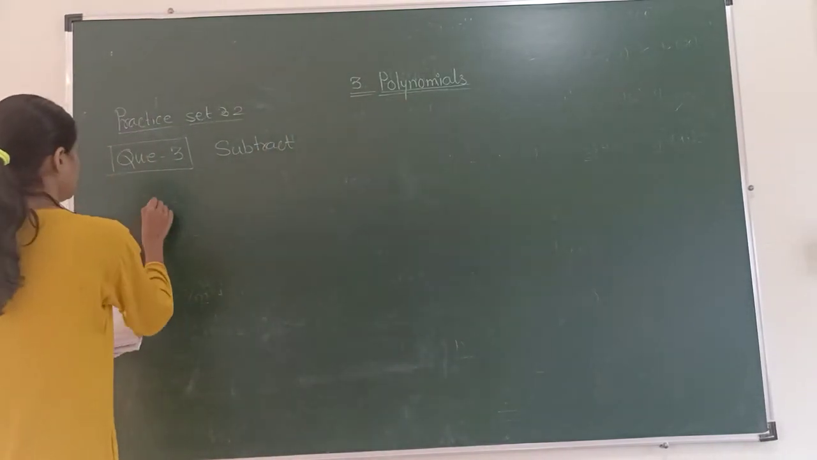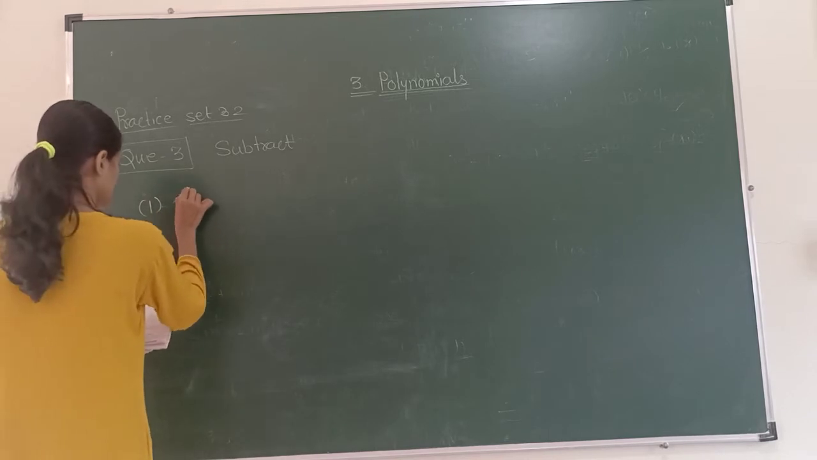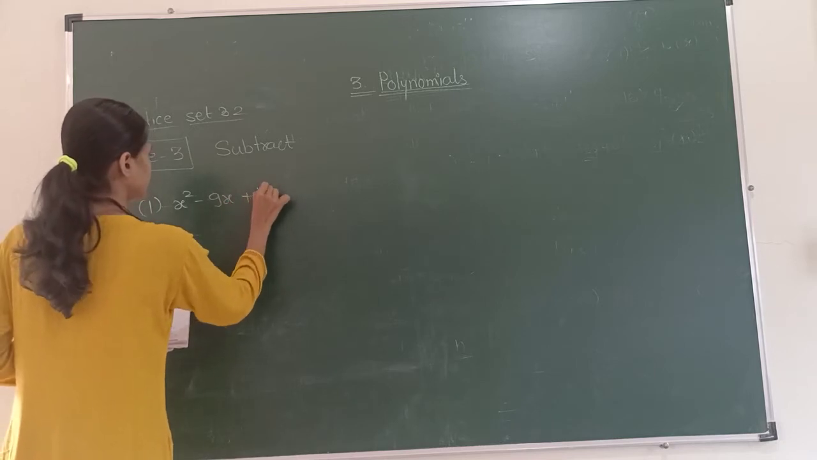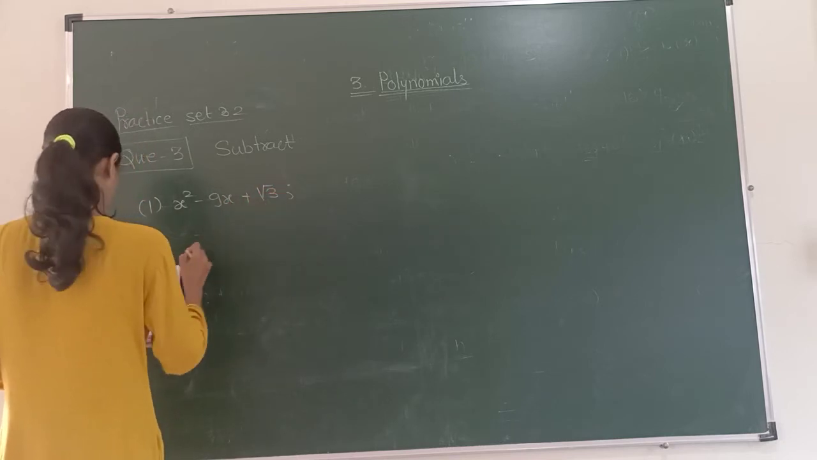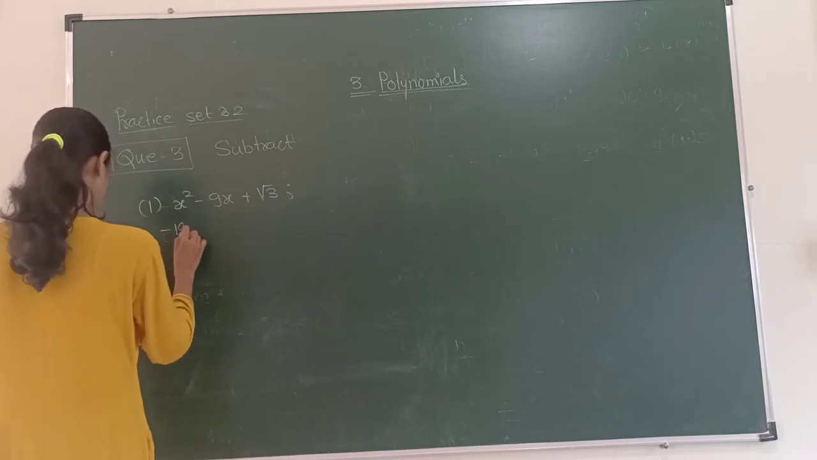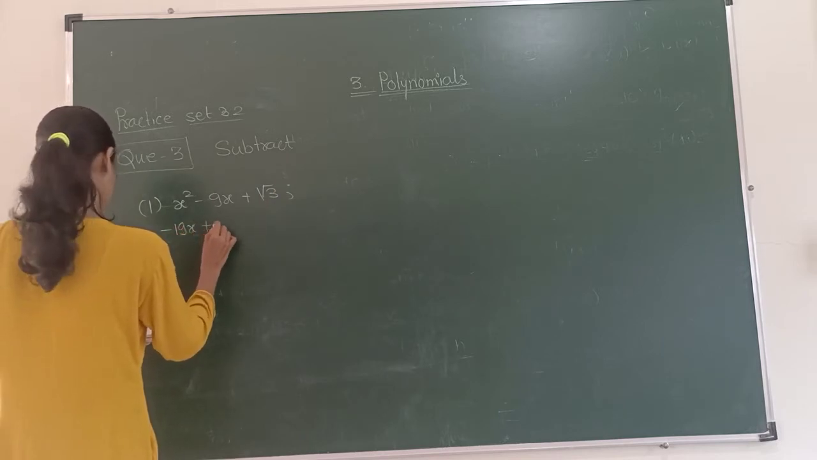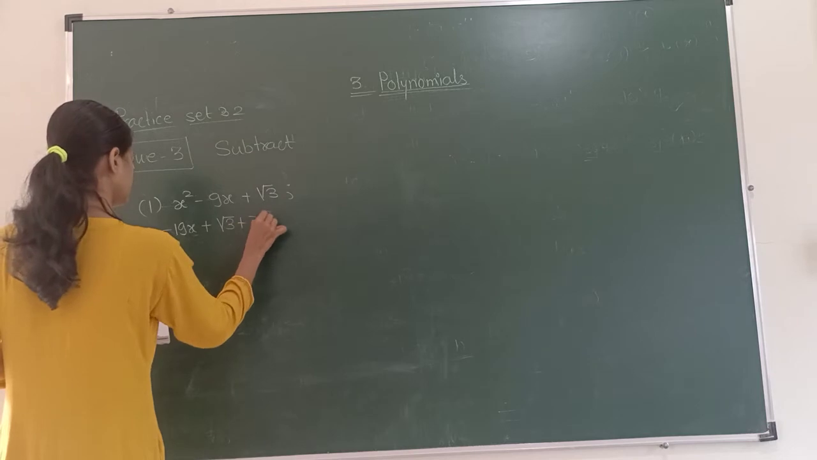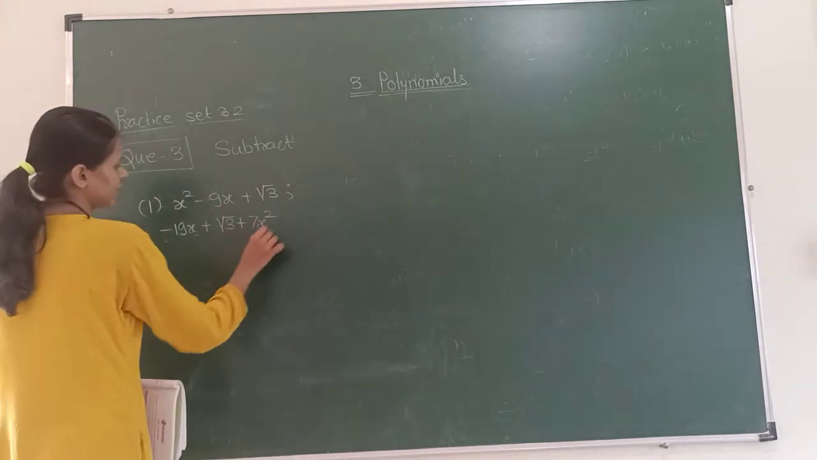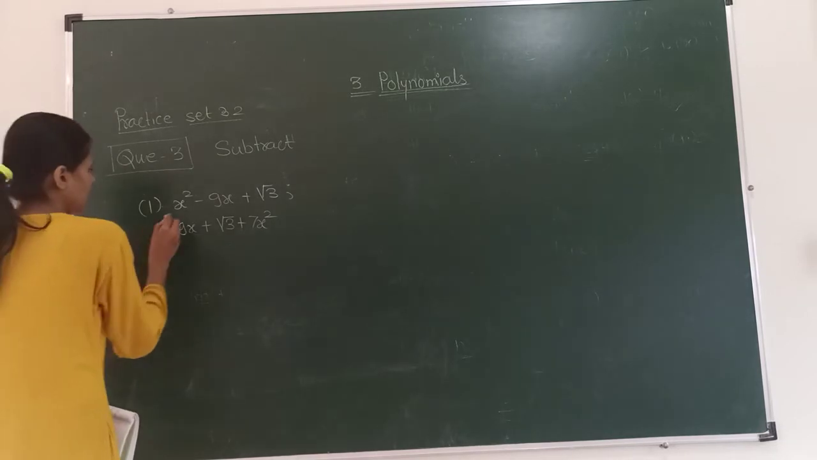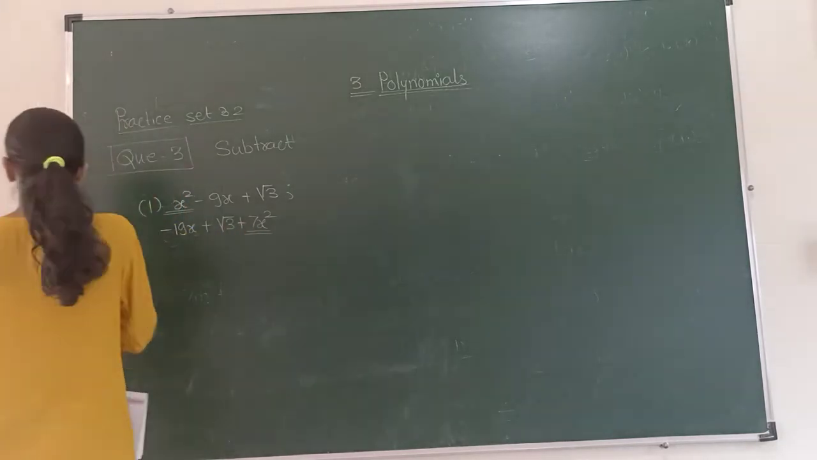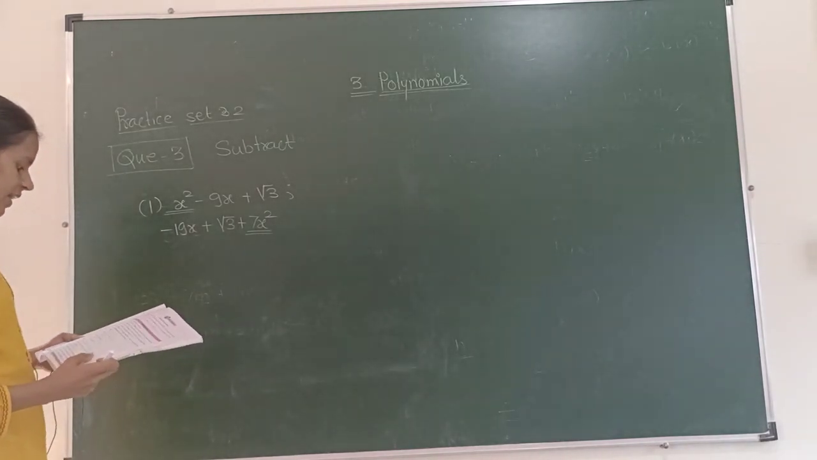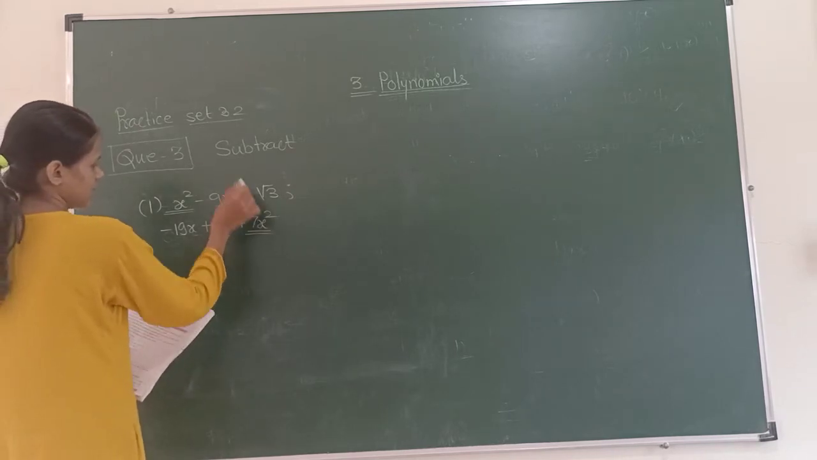See, the first polynomial is x square minus 9x plus under root of 3, and the second is minus 19x plus under root of 3 plus 7x square. Now we have to subtract this. See the like terms first, x square and x square. So we have to subtract the coefficients, and we have to subtract the second from the first.